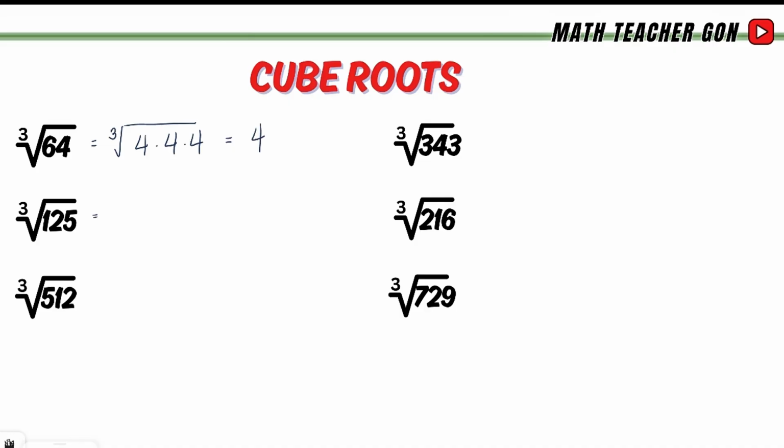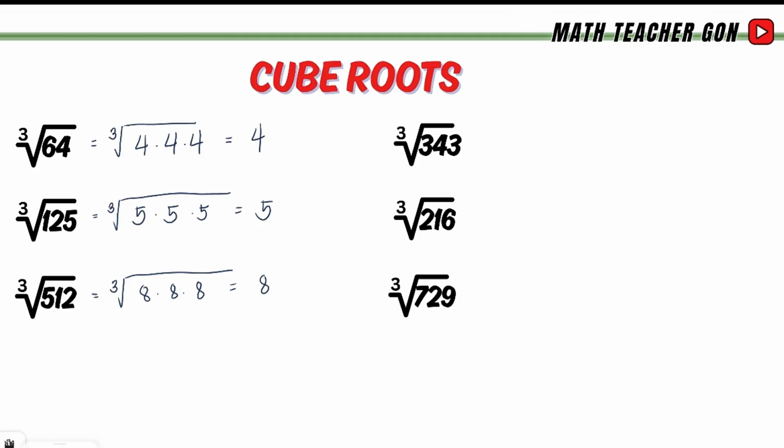How about 125? So that is 5 times 5 times 5. And that is 5. So what about the cube root of 512? Let's think of a number that when we multiply by itself 3 times, the result is 512. Very good. That is 8 times 8 times 8. And the cube root of 512 is equal to 8.